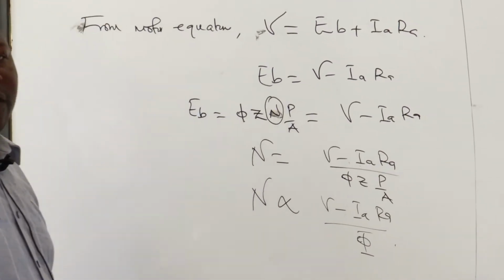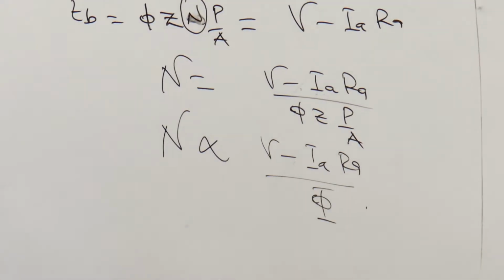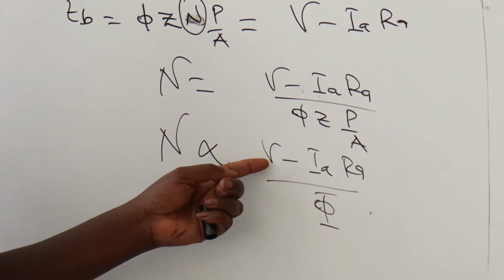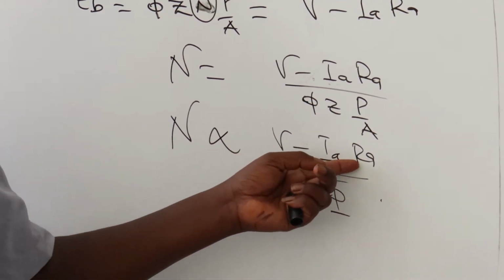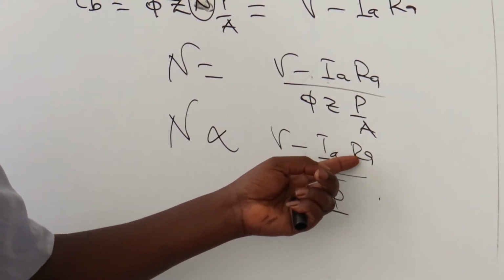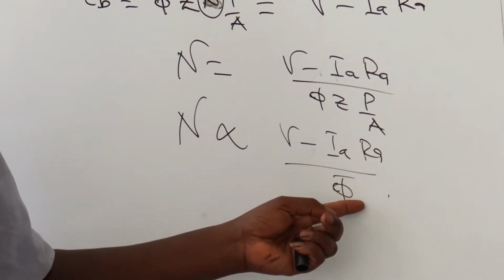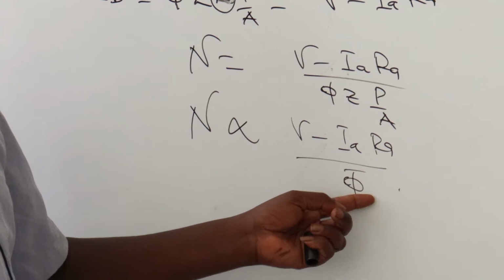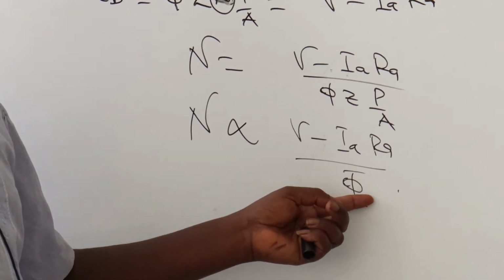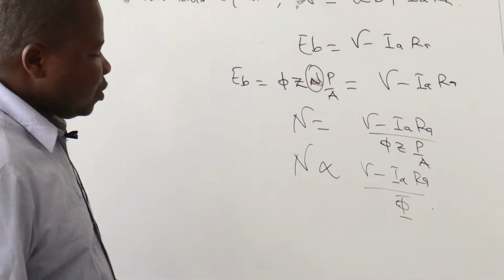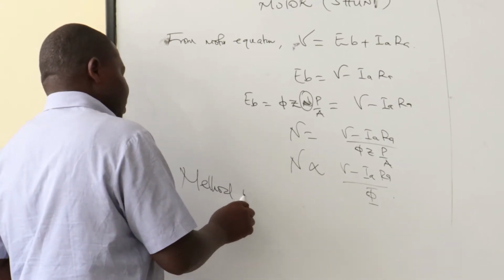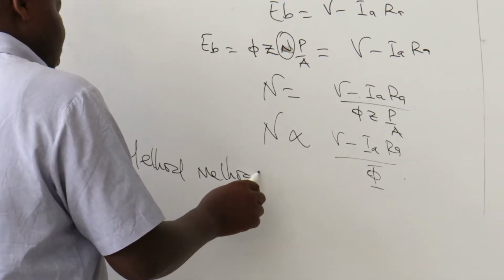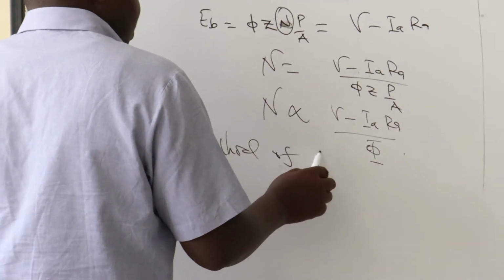Therefore, the factors that influence the speed of the motor are the applied voltage, the armature drop IaRa, and finally the flux, which is directly linked to the field. And therefore, we have how many methods of speed control? We have 3 methods of speed control.